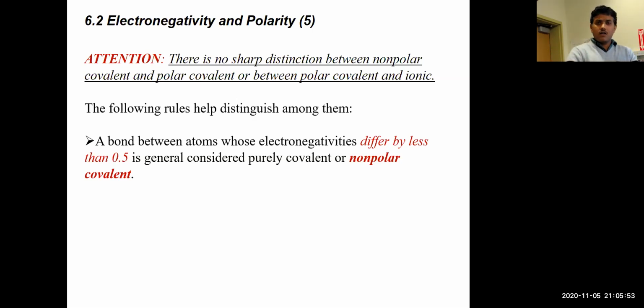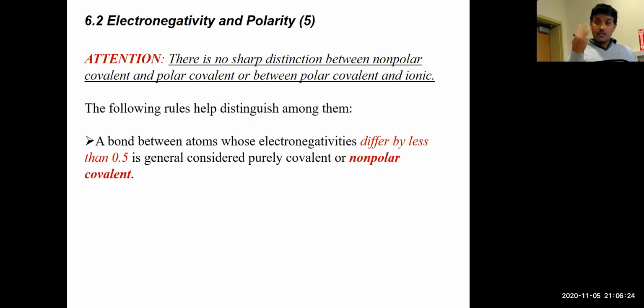And when I explain the topic towards the end of this lecture called percent ionic character, it makes a lot of sense why I am talking about this underlined topic. Percent ionic character is the topic that you're going to look forward to for me to say that there is no sharp distinction between them. We have a mathematical proof to say that. Okay, so let's go through the following rules that help us determine what type of bond we have.